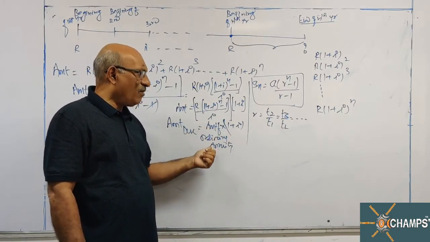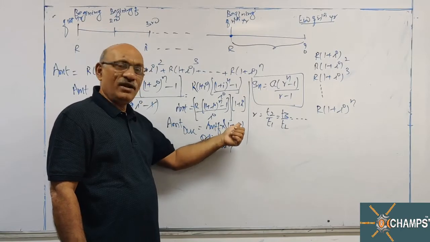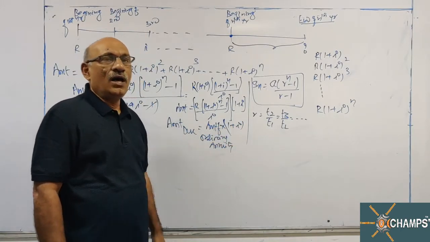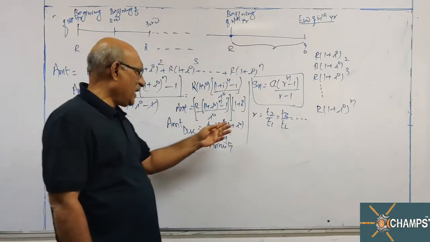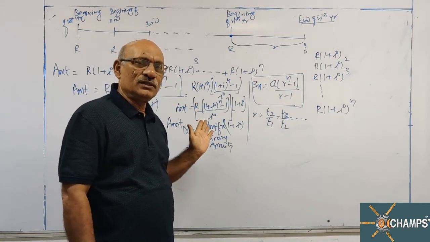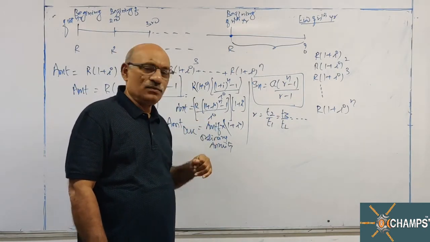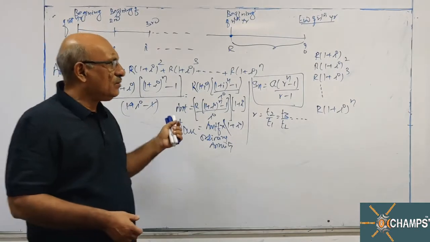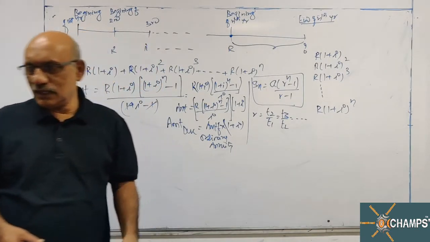So the amount formula of ordinary annuity, when multiplied with 1 plus i, will become the amount for due. Okay, this way the formula is defined.